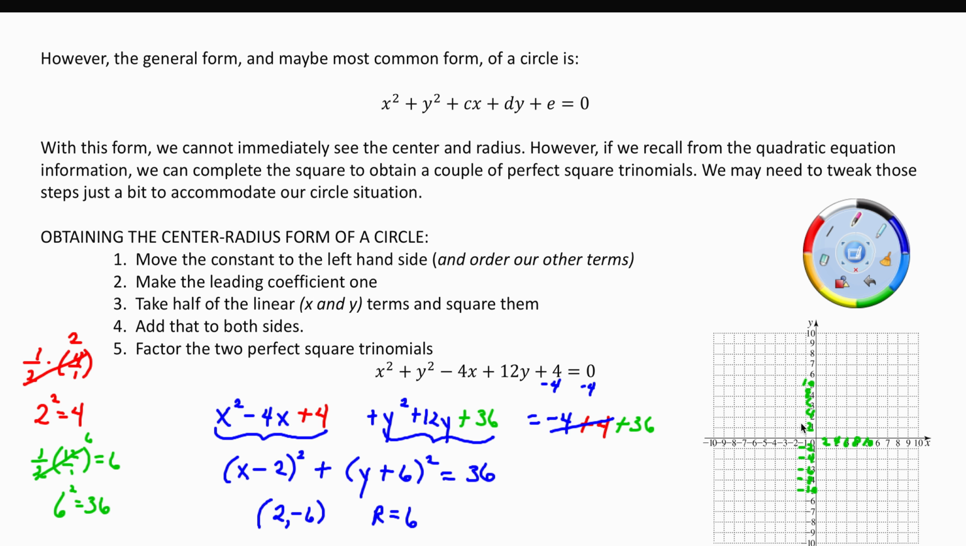All right, so my center is at 2, -6. And if it has a radius of 6, don't forget that this is 2, 4, 6, 2, 4, 6, 2, 4, 6, and then I can draw in my circle through those points that are on my circle.